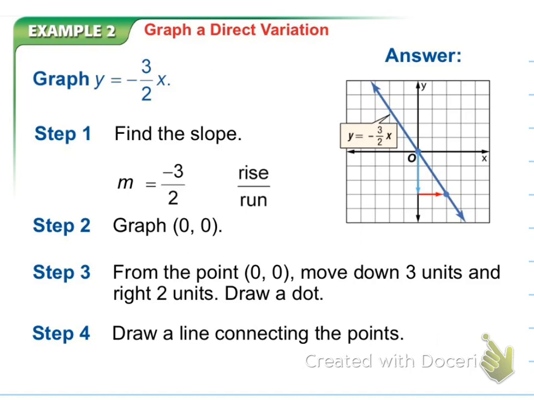And if instead of the negative 3 over 2, say it was y equals 2x, then you just turn the 2 into a fraction, and so you would go up 2 and right 1, okay? That's all you have to do there.